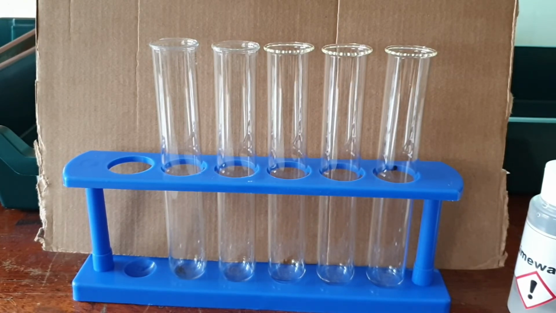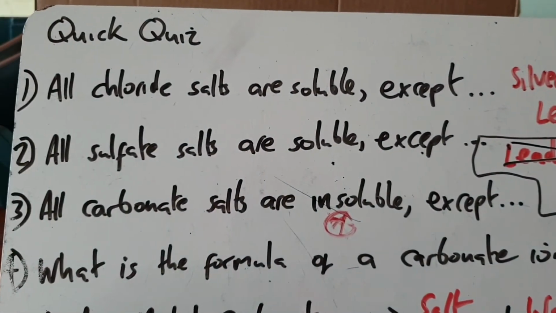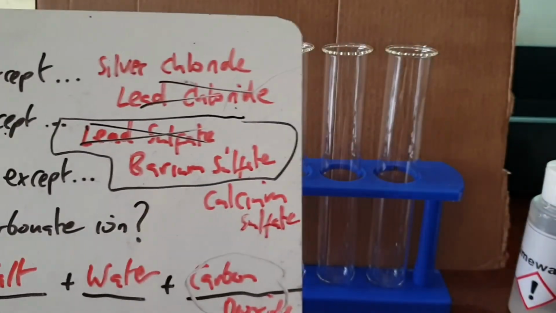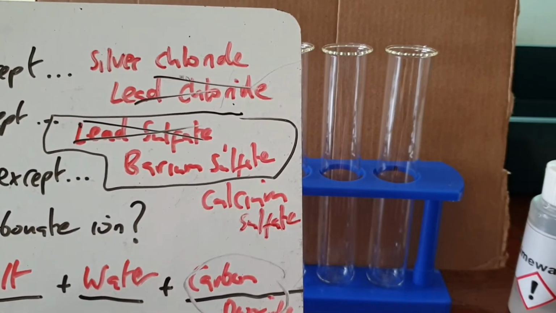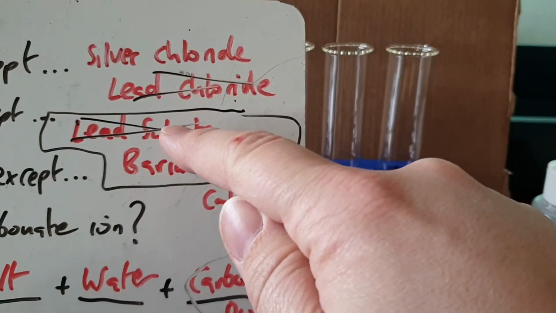And from our quick quiz, where we look at question 1, all chloride salts are soluble except for silver and lead. But we can't use lead because of reasons we talked about earlier, because lead would also give us a precipitate if it was sulfate. So we're going to use silver, right?